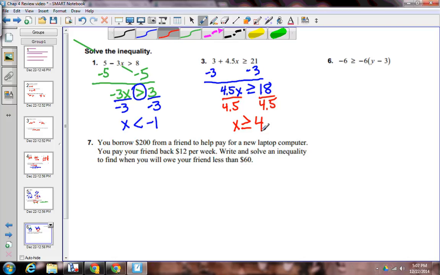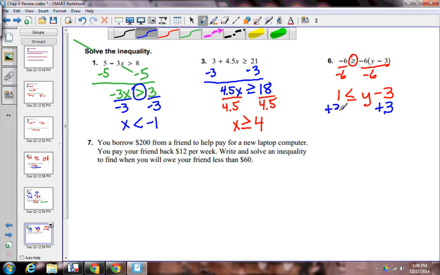Okay, and then our last problem are those tricky problems with parentheses, where we learned we could distribute, but faster is to divide by the number that we're multiplying the parentheses by, which is negative 6. So we need to do the same to the left side as well. I'm circling my symbol to remind me I'm dividing by a negative number. Now on the left I have 1. Flip my symbol. On the right I have gotten rid of the negative 6, so I just have y minus 3.